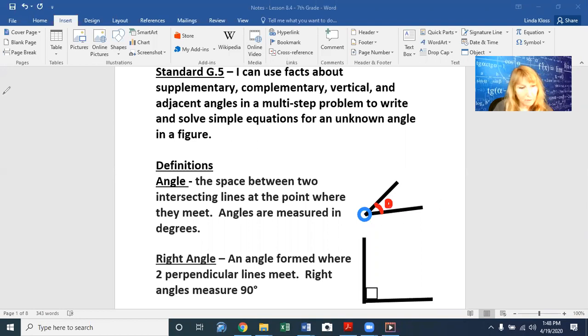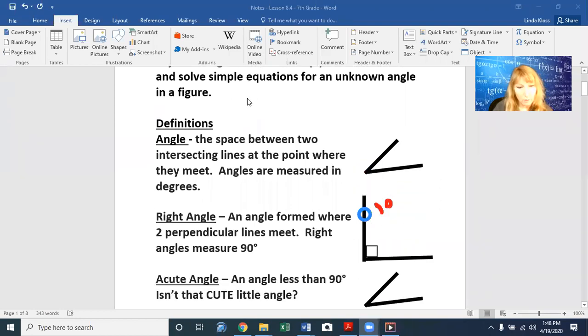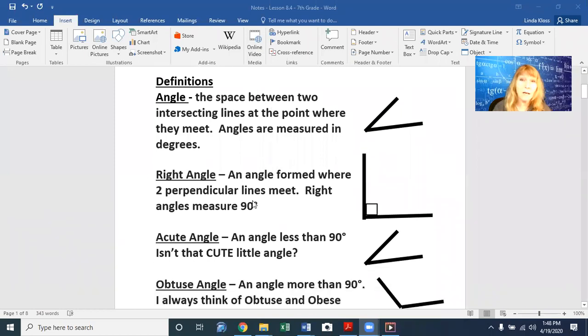Right angles. So now I'm going to clear my drawing. So a right angle is an angle formed where 2 perpendicular lines meet, or where 2 lines meet to form a perpendicular angle. Right angles measure 90 degrees. So this little box here in the corner, that's a symbol of a 90-degree angle. And you're going to be using that a lot from now on, all the way through your geometry class in 10th grade. So this little box means it's a 90-degree angle. It's perpendicular. This line and this line meet exactly at a 90-degree angle. So that's a right angle.